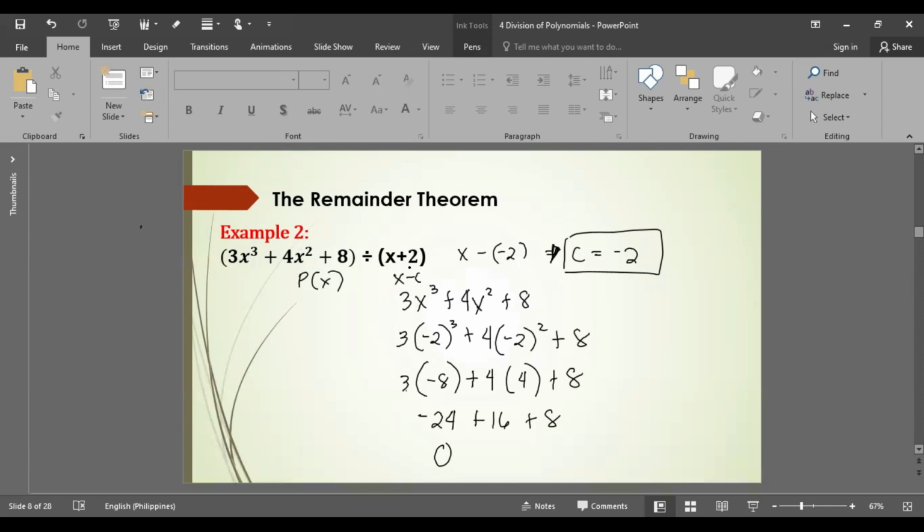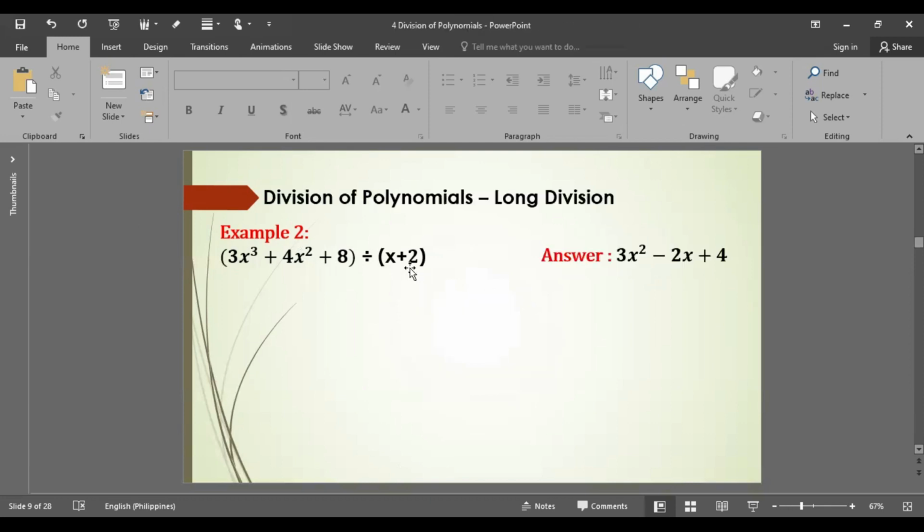So, i-verify natin yan, class, by performing the long division first. So, ito yung ine-expect nating sagot, class. Totoo nga, wala nga siyang remainder. So, tingnan natin. Copy p of x, then copy the divisor. Now, I want you to look at the dividend or the p of x: 3x cubed plus 4x squared plus 8.